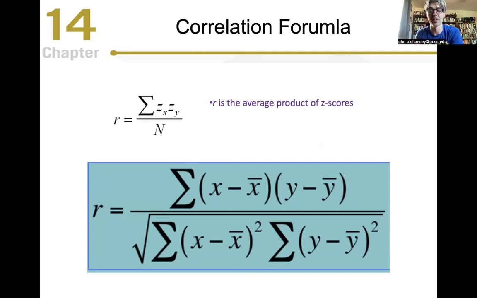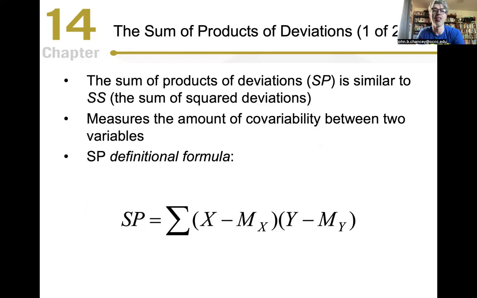We will walk through an example using this equation later on, in a few slides. So if it doesn't make sense conceptually right now, hopefully it will after we walk through an example. But this is how your textbook conceptualizes it.